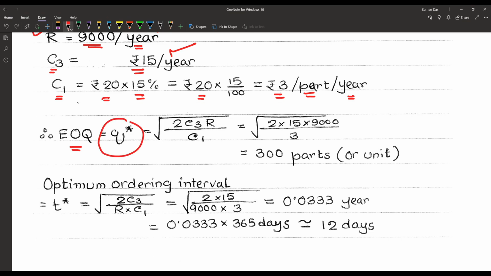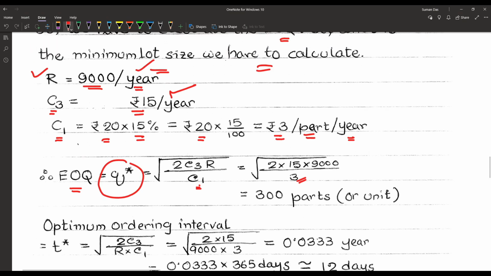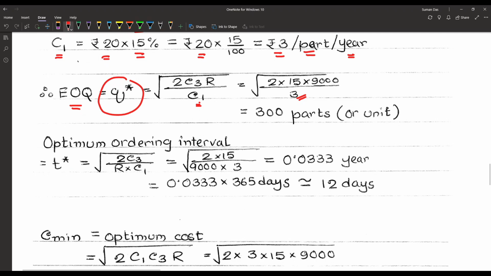Square root of 2 into C3 into R upon C1, or square root of 2 into 15 into 9,000 by 3. R is already given as the annual requirement for the year. So the EOQ we have found is 300 parts or units. So what is the optimum ordering interval? That is T star, or square root of 2 into C3 upon R into C1.